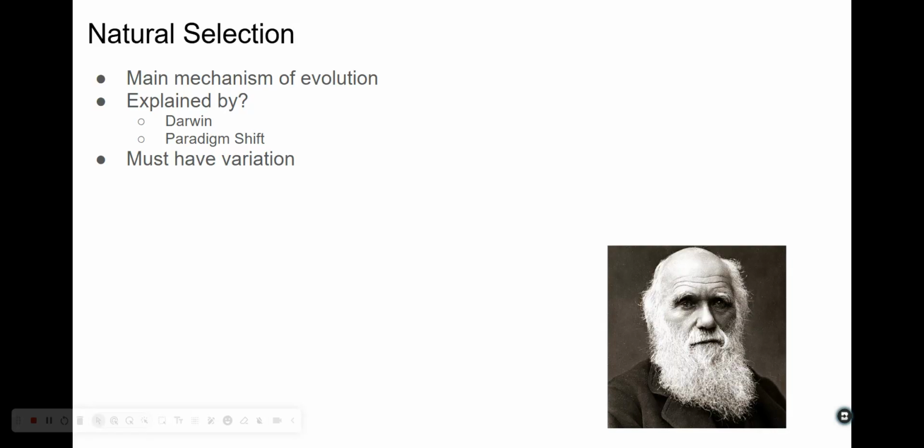What are our sources of variation? Well, the main source of variation is going to be mutation. So mutation is going to generate new alleles, and then those alleles will be sorted by sexual reproduction, creating new combinations of alleles and increasing variation in a population.